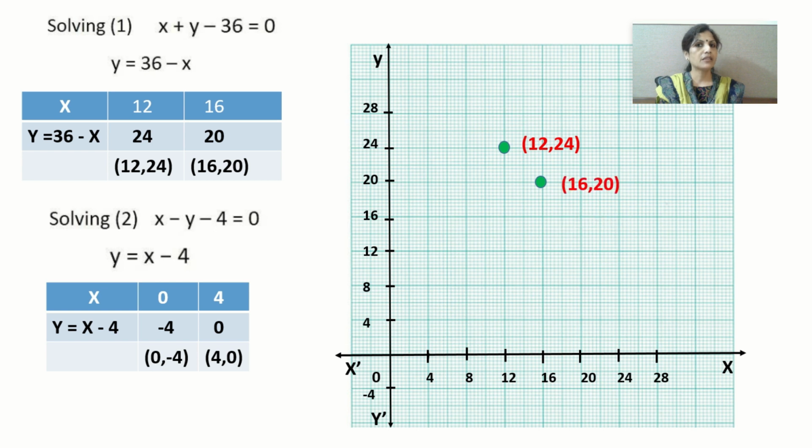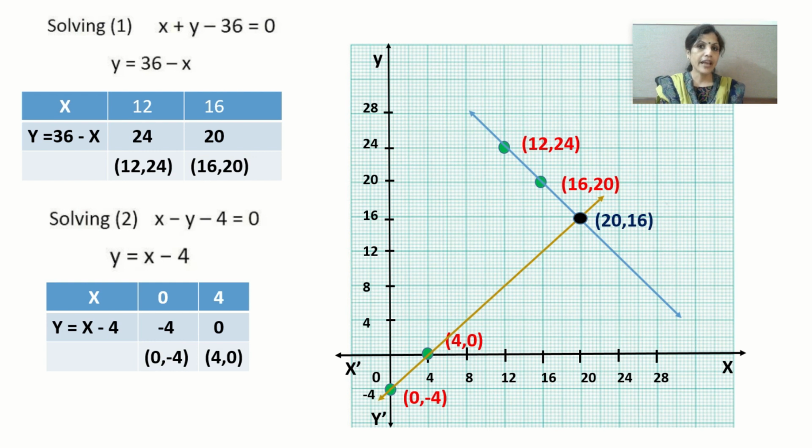Then a line passing through these 2 points. Next is 0 comma minus 4. So it will come below the origin. Here is 0 comma minus 4, and then 4 comma 0 is here, and a line passing through these 2 points. Both the lines intersect each other at one point, and it is here, and that point is 20 comma 16. So 20 comma 16 is the solution of the given equations.